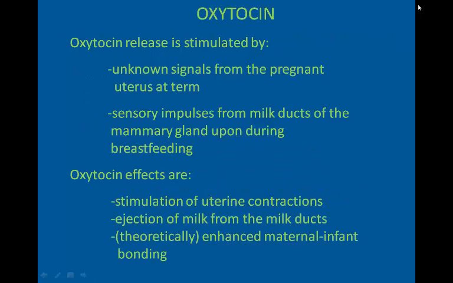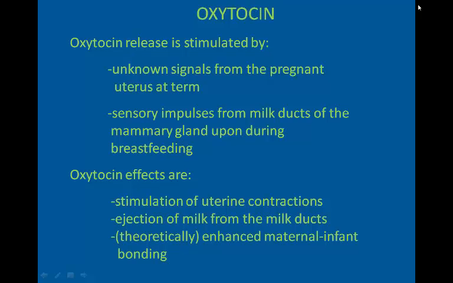Oxytocin release is stimulated by two different factors. One of these occurs in a woman who's pregnant and whose fetus is at term, meaning that if the baby is born, it will be fully developed. There is an unknown signal or signals that come from the pregnant uterus at term that travel to the hypothalamus, causing it to release oxytocin and causing the posterior pituitary gland to release oxytocin. This is going to start the labor process.